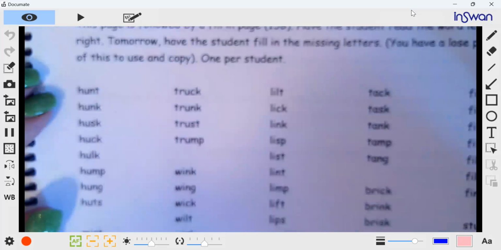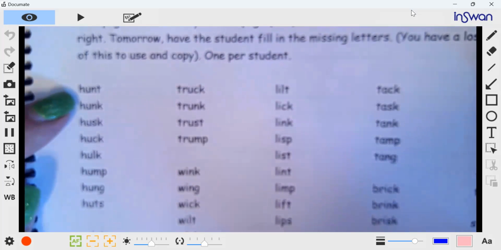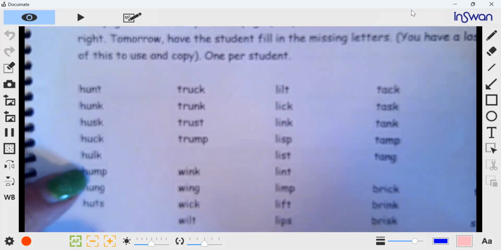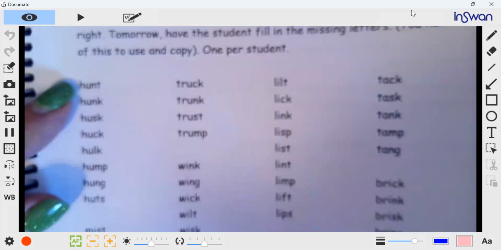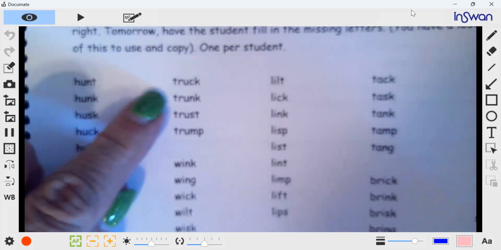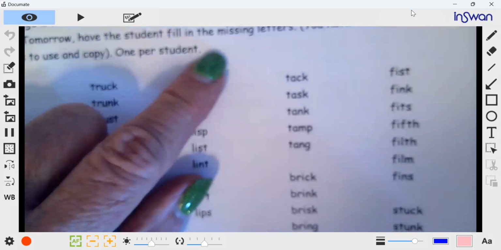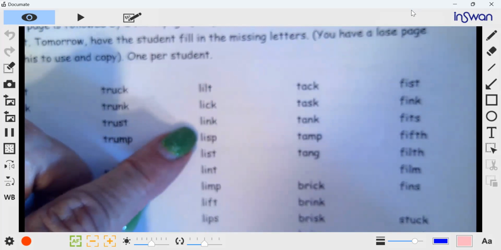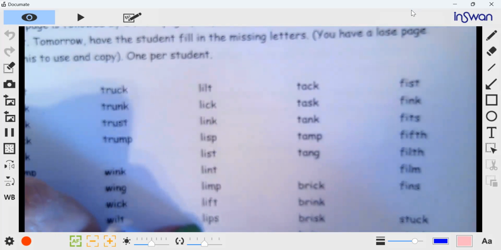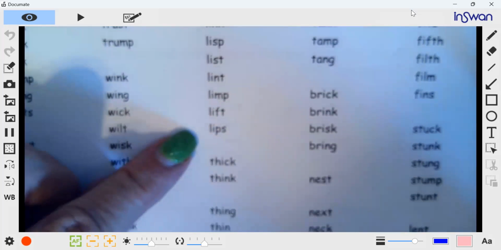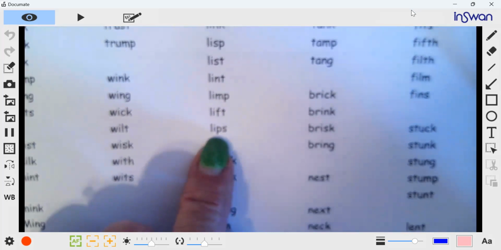So the child can listen to music in the left ear or not. So hunt, hunk, husk, huck, hulk, hump, hung, huts. You can see the value of auditory and visual discrimination. And then we have truck, trunk, thrust, trump, lilt, lick, link, lisp, list, lint, limp, lift, lips. I'm spending a lot of time with this student, reminding him S is at the end of the word because it's plural for lip.